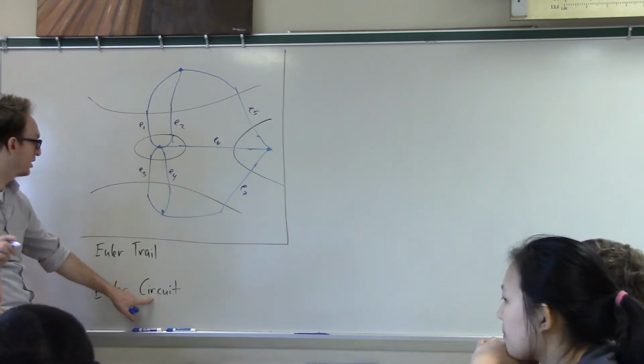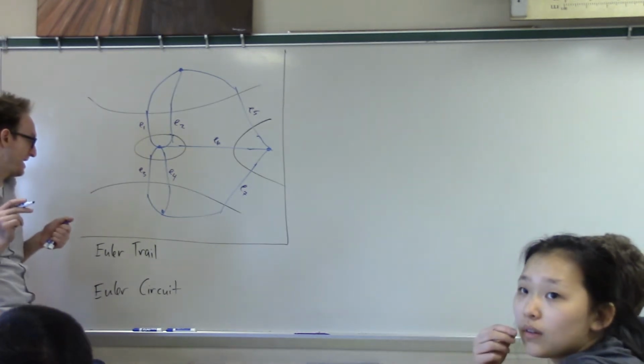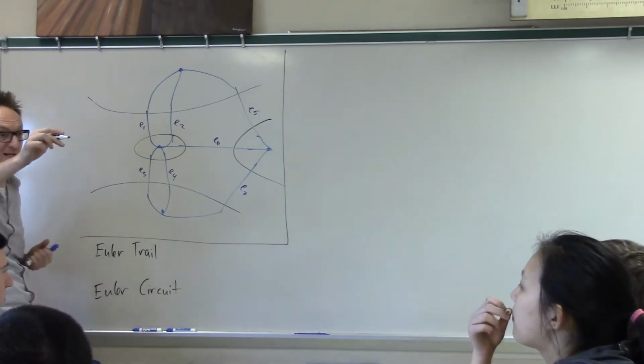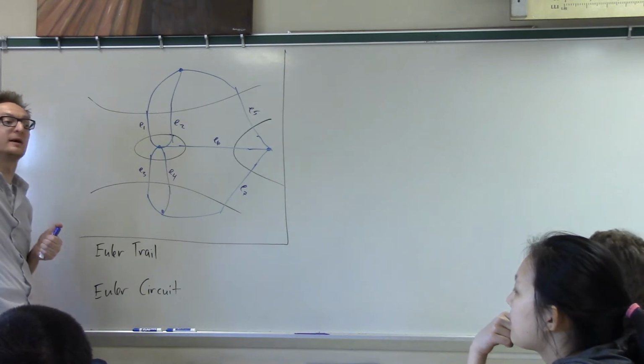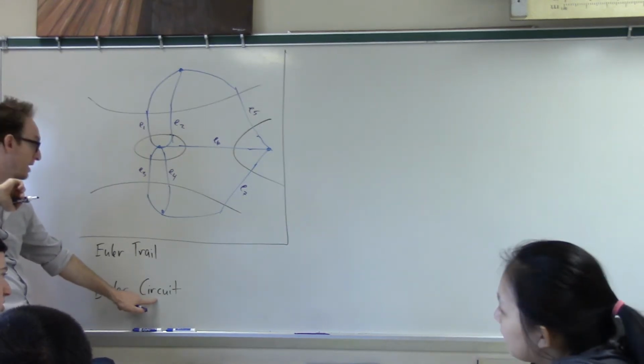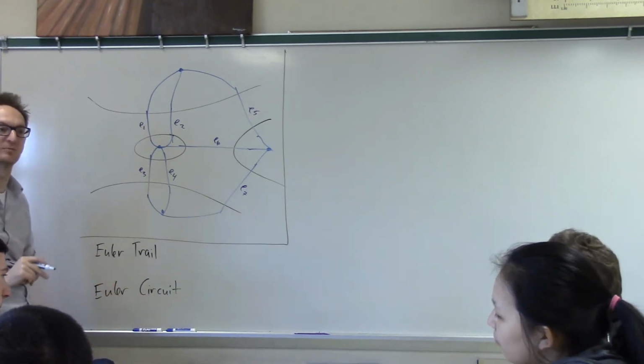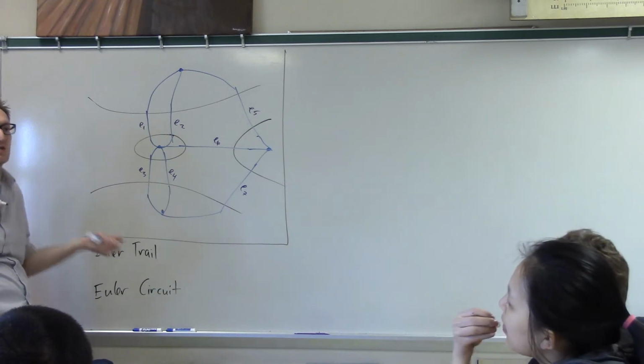Okay, so an Euler circuit is one in which you start at a vertex, do a walk, end at that same vertex, do not repeat edges, and also use every edge. Use every edge exactly once.